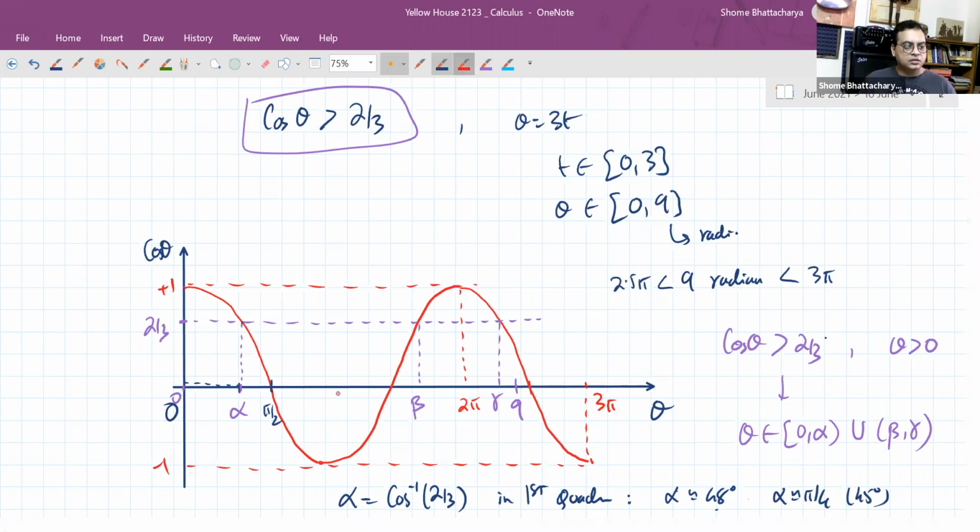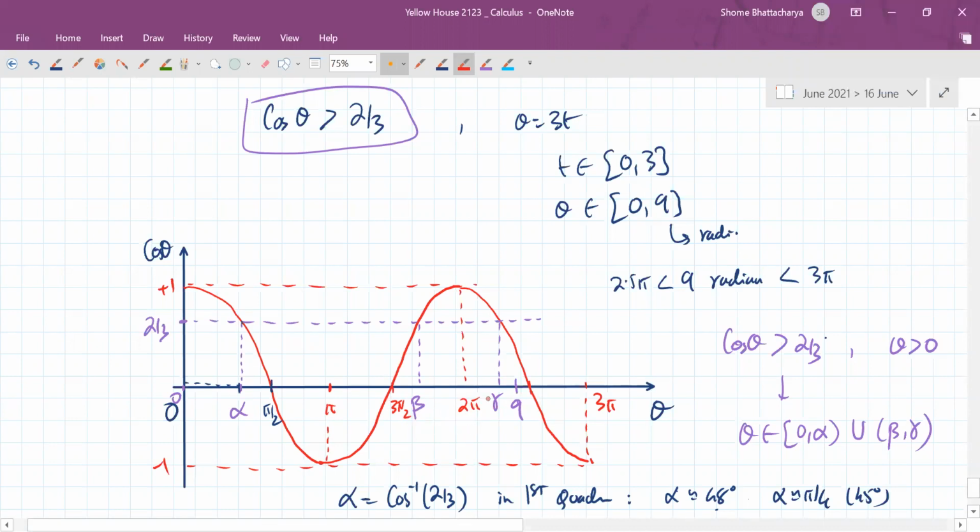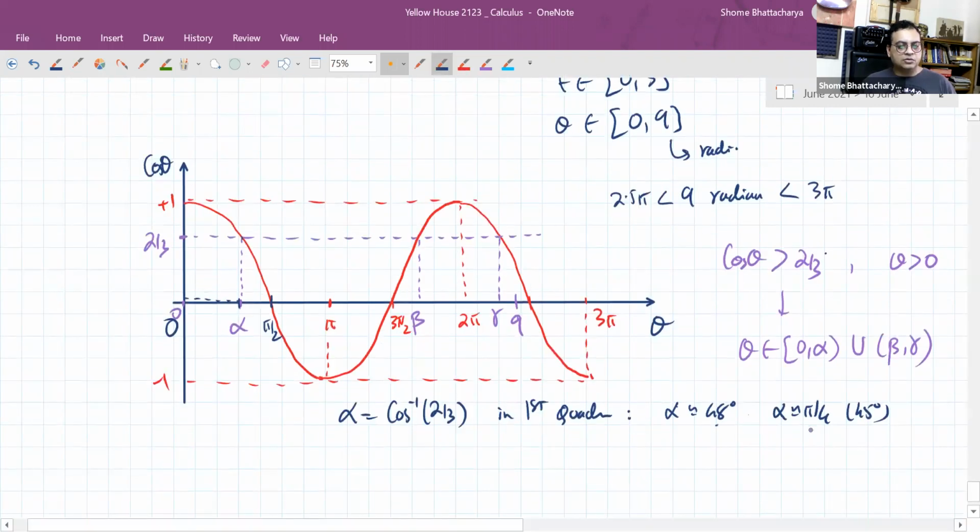Now see which quadrant beta is in. This is our pi. So this is our 3 pi by 2. So beta and gamma are both in which quadrant? Beta is in the third quadrant and gamma is in the fourth quadrant. Understood now? So beta's value, if I took this more or less as pi by 4, would be how much? It would be 3 pi by 2 plus pi by 4 almost. Or more precisely, it would be 3 pi by 2 plus alpha, where alpha is cos inverse 2 by 3.